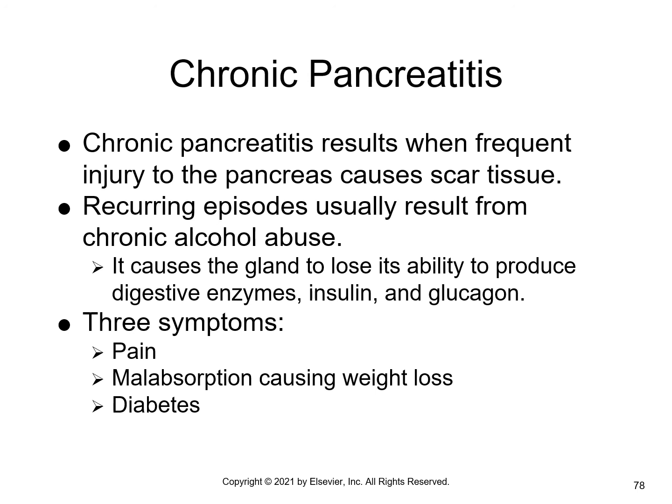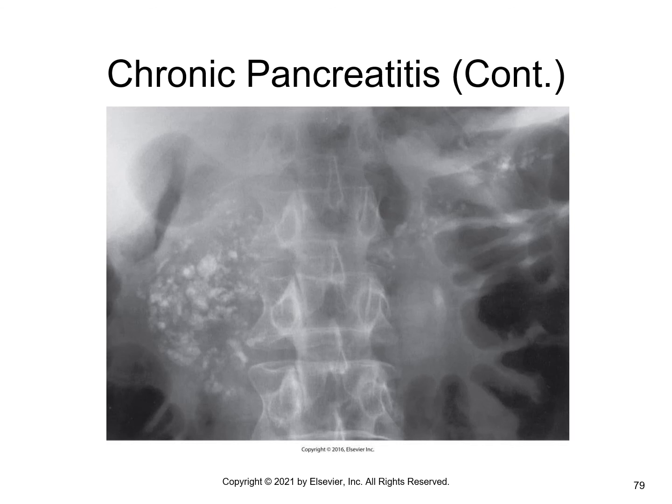When this happens, it causes the gland to lose some of its ability to produce those necessary enzymes that are important for digestion, or some of the endocrine hormones that are important for glucose absorption. This one will have severe pain, malabsorption, and diabetes. Here's an example of chronic pancreatitis where you see that fibrosed or scarred up tissue is turning to calcifications across the patient's epigastric region.